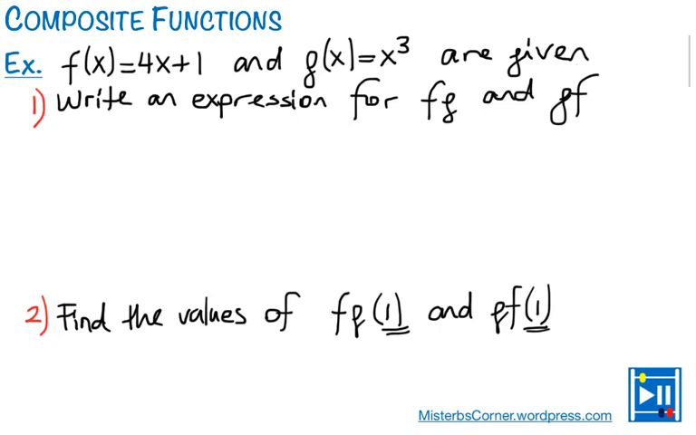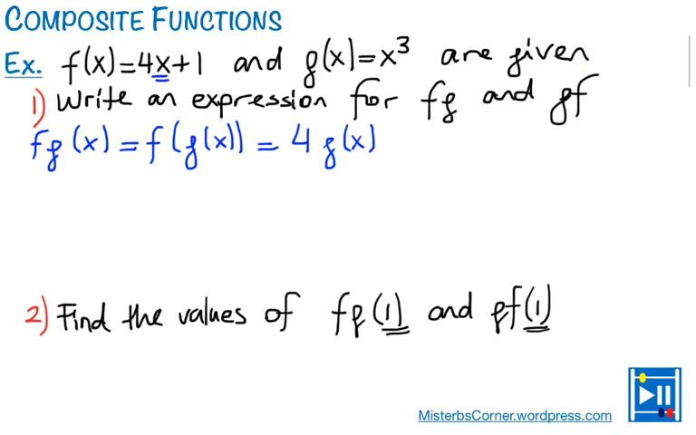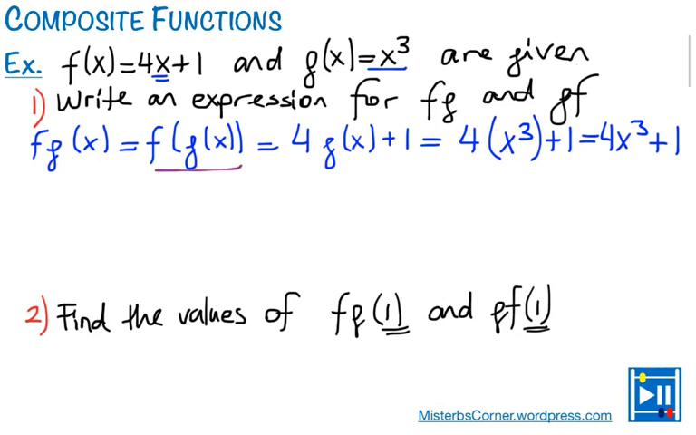Now, fg of x means g inside f. So that's what I'll be doing. I'm going to write down 4 times g of x, because there's x here, plus 1. But now I know the expression for g of x. I'm going to write down 4 times x cubed plus 1. So I end up with 4x cubed plus 1. Now, while you're working, you may skip writing this and this. You can directly start with this step.